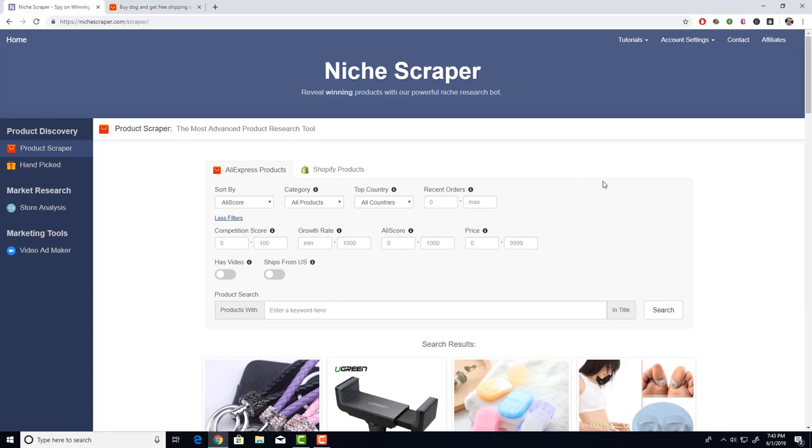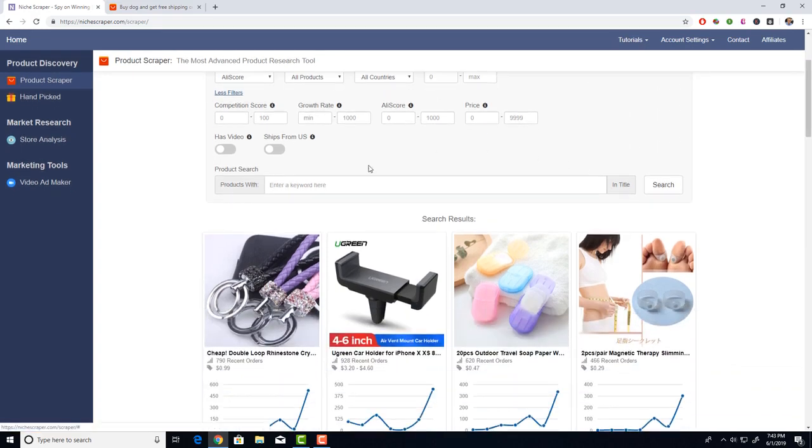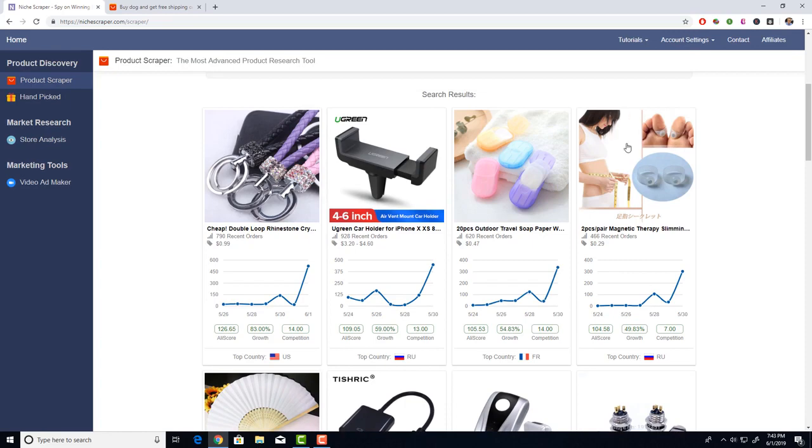So let's go over some of the information you have available here. First, let's look at an example product. This first item right here is a double loop rhinestone crystal keychain, I guess. This item is doing really well right now, and we're going to see why in a second. There are 3 metrics shown at the bottom of this product: Ali score, growth, and competition.